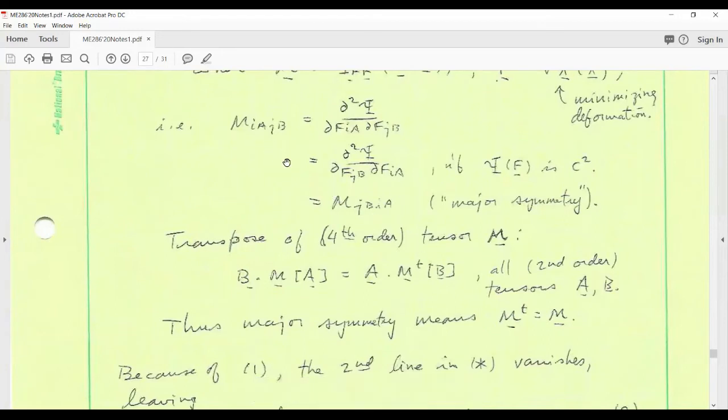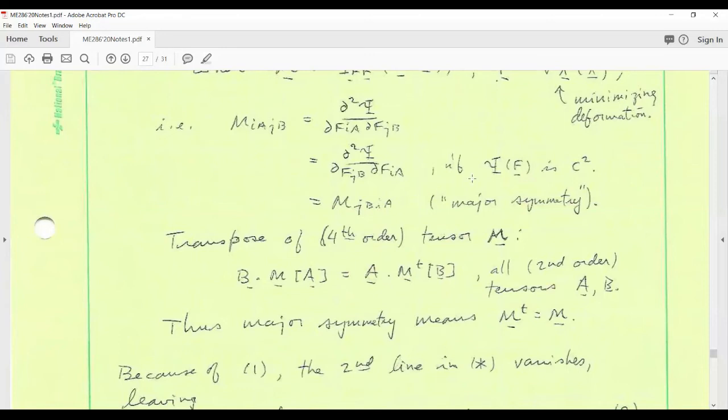This symmetry we've just discovered, this major symmetry, you can convince yourselves is equivalent to the notion that M is equal to its own transpose as a fourth order tensor. For example, you could simply take B equal to basis elements small e sub i tensor product capital E sub A, and take this to be small e sub j tensor product capital E sub B, and from this expression you would immediately produce this equation.